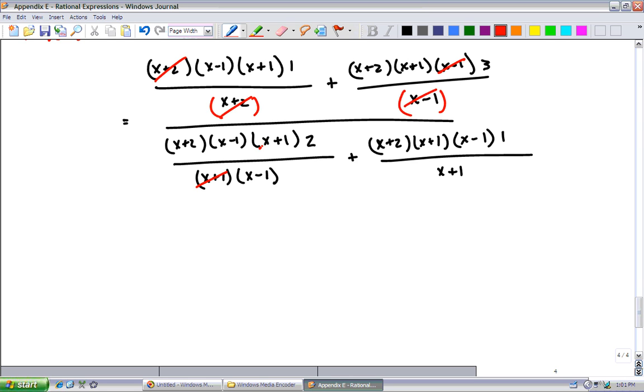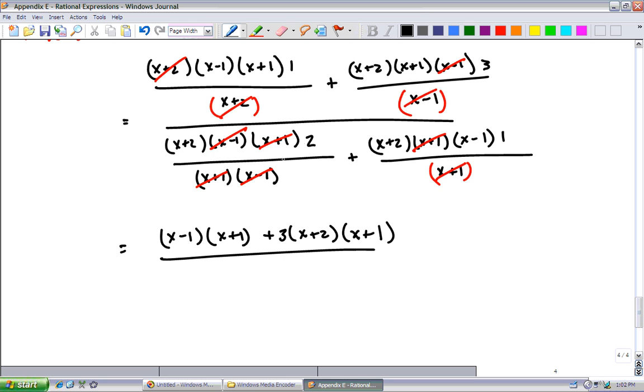We have an x plus 1 and an x minus 1 down here that cancel, and an x plus 1 and an x plus 1 that'll cancel. So after all that carnage, here's what's left. And you'll notice we won't have fractions within fractions anymore. We have an x minus 1 and an x plus 1, plus 3 times x plus 2 times x plus 1. That's all that was left up top.